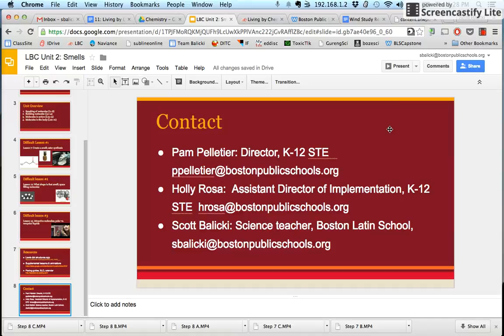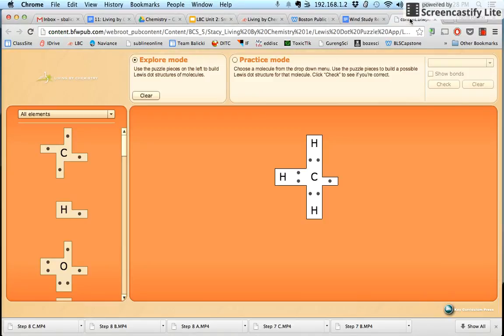And now, having enough time, we can just take a look at what that application looks like. So we just drag the hydrogen over here, and we link it up, and we've made methane. There are pen and paper cutouts that students can do to use the puzzle, but this is a fun application if you have access to computers.